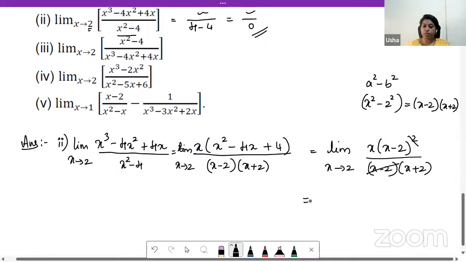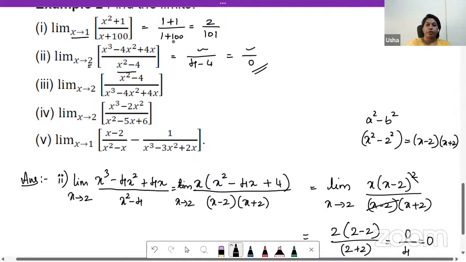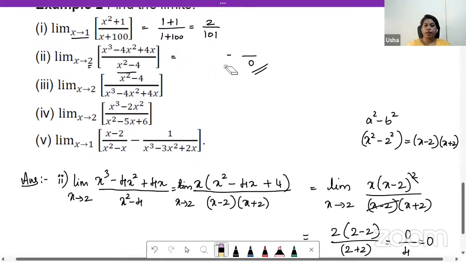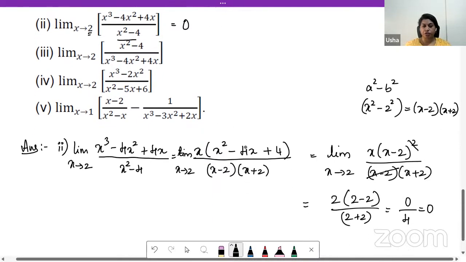When we are applying the limit, we should not write the limit symbol. Just substitute 2 in place of x. You get 2 into 2 minus 2, which becomes 0 now. And here x plus 2 is 2 plus 2, which is 4. See, now the numerator is 0, and the denominator is not 0. 2 minus 2 is 0, 0 into 2 is 0, 0 by 4 is 0. So the answer for the second question is 0, but we got it after doing the simplification.